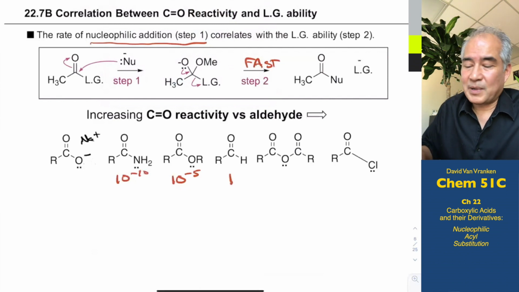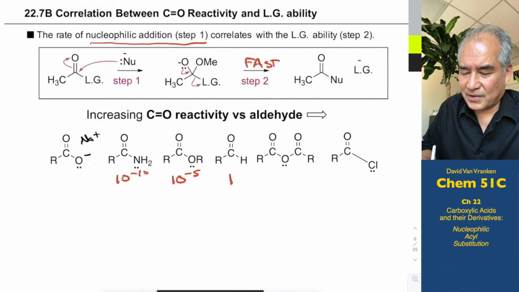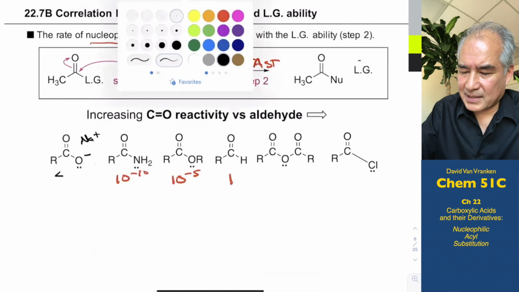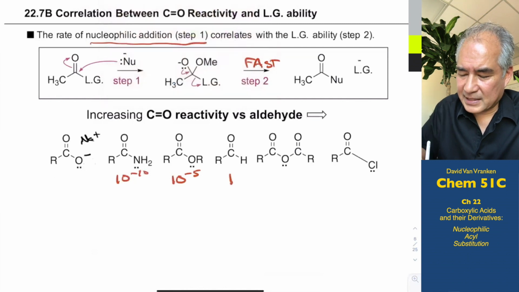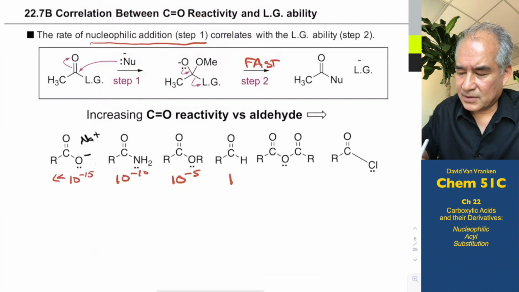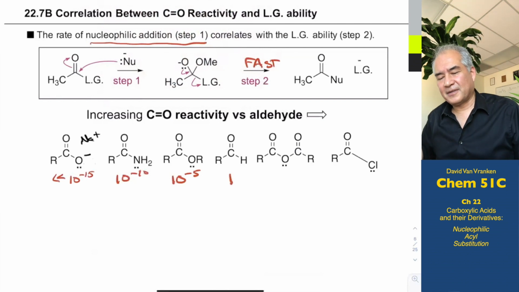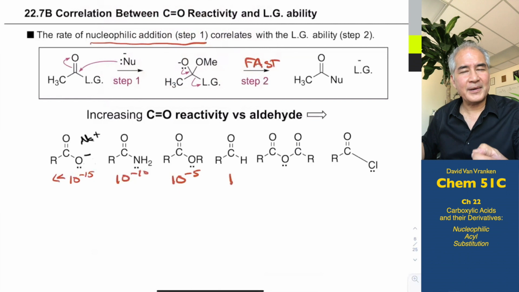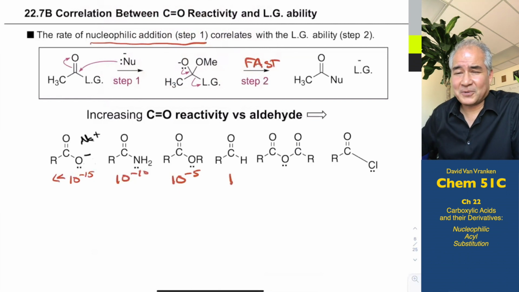I don't know, nobody has a good quantitation on this, but whatever the reactivity is, let me switch back to the red pen here. Whatever the reactivity is, we're going to say that it's less than 10 to the minus 15. So way less reactive. Once you have an O minus right next to a carbonyl, it's hard to get another nucleophile to attack that.